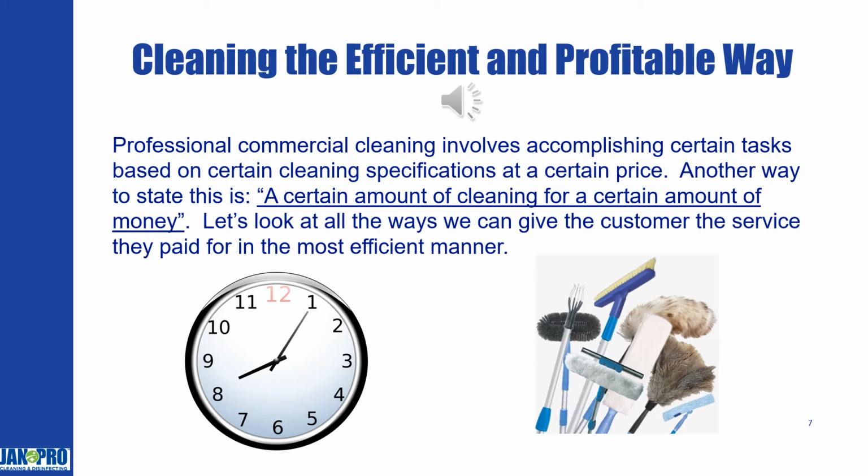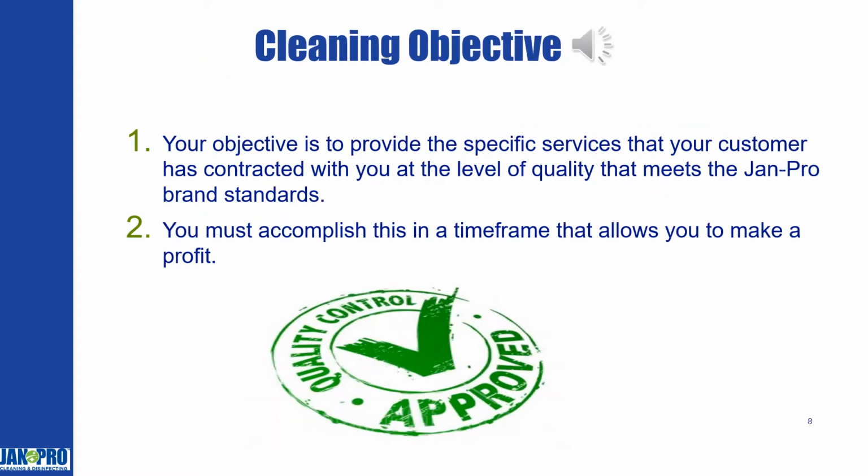As a professional cleaner, cleaning involves accomplishing certain tasks based on certain cleaning specifications or scope of work, as we would say, at a certain price. Another way to state this is a certain amount of cleaning for a certain amount of money. So let's look at the ways we can give the customer the service they paid for, and we can do it in an efficient way that gives you the greatest profitability. Your objective, number 1, is to provide the specific services that your customers contracted with at the level and quality that meets our brand standards. And you must accomplish this in a time frame that also allows you to make a profit.